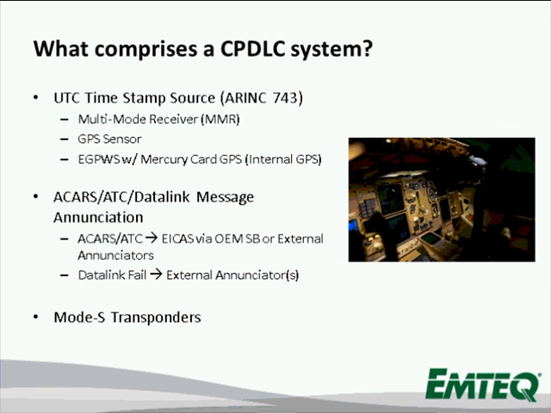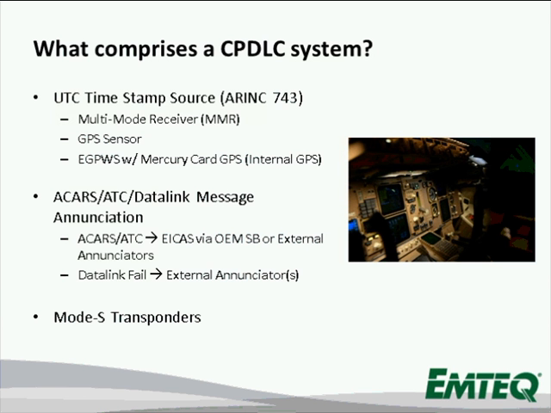There are multi-mode receivers, which most newer aircraft have, though not all aircraft do. There's a GPS sensor, which is a popular option if the aircraft does not have MMRs or if the operator is looking for a simpler integration. And then there's the possibility of using the existing enhanced ground proximity warning system if it's equipped with a Mercury card GPS, an internal GPS. Those can provide a UTC timestamp source for those recorded messages.